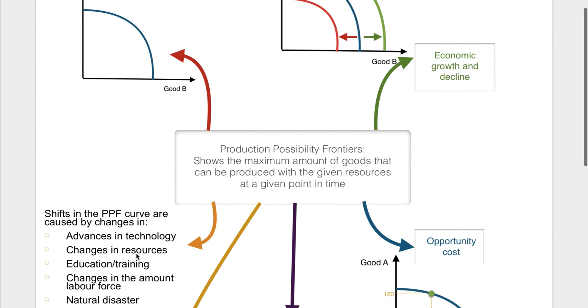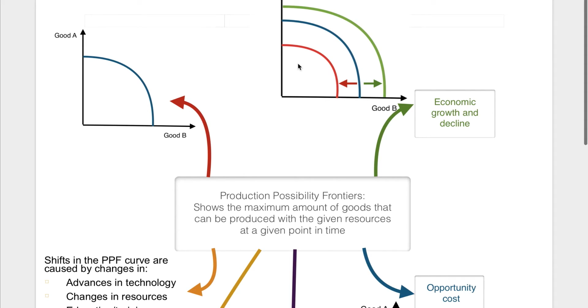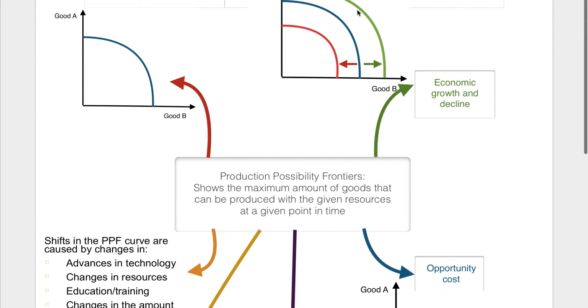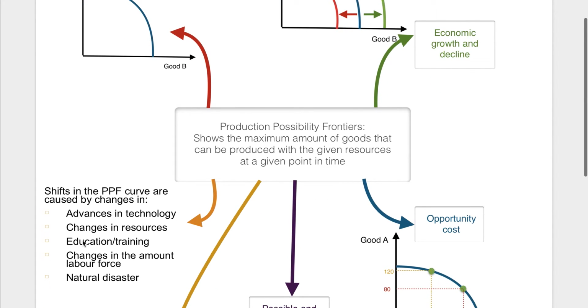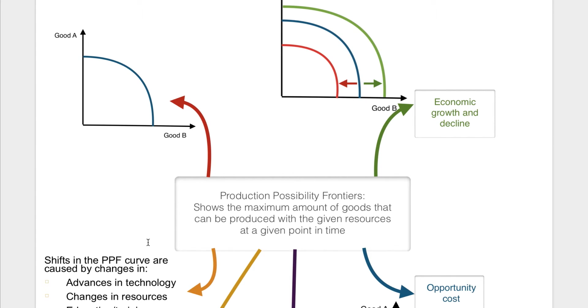Although if you suddenly find loads of gold or loads of oil, then you might have an extension in your PPF because you've got more resources, which means that there's more opportunity for efficient allocation of resources. And also education and training. Well, if you provide a lot of education, then your PPF can extend because it means that people can be more efficient in their ways of working, which means that they can produce more in a given amount of time, and then this means that your PPF will extend.